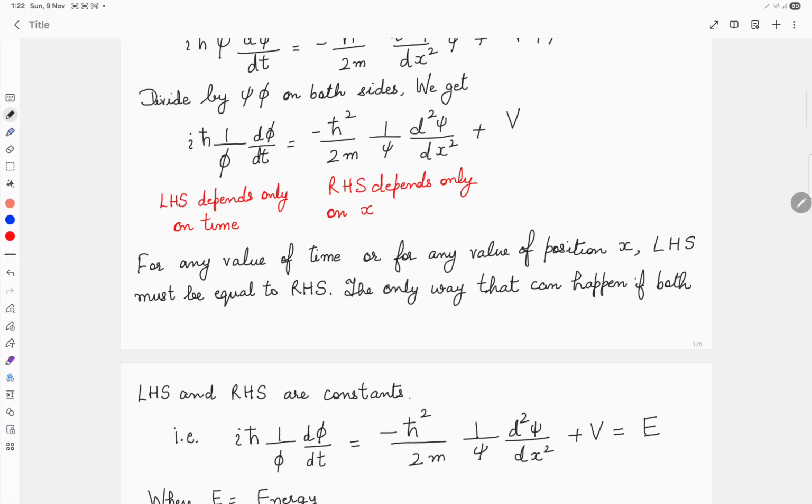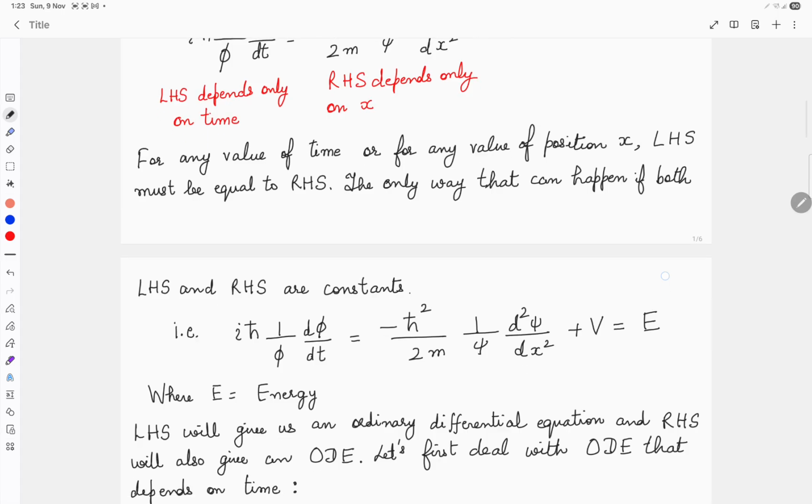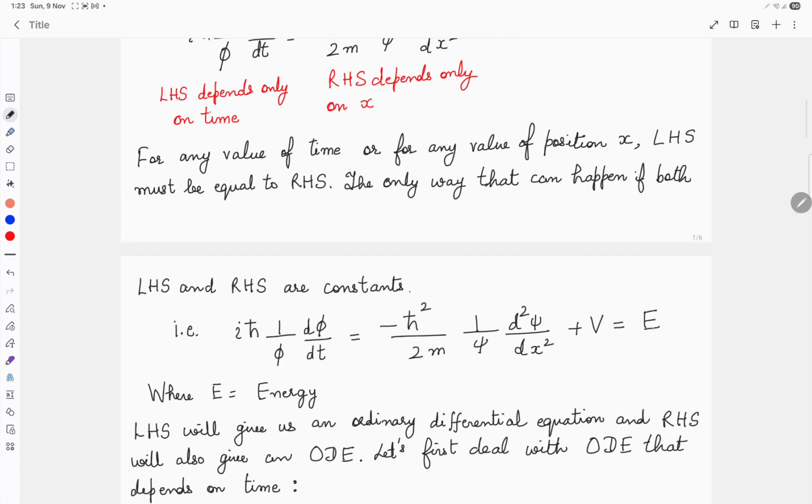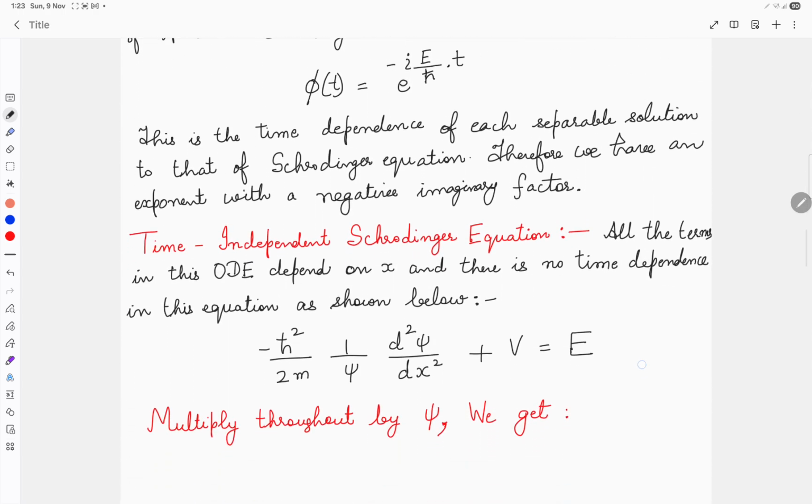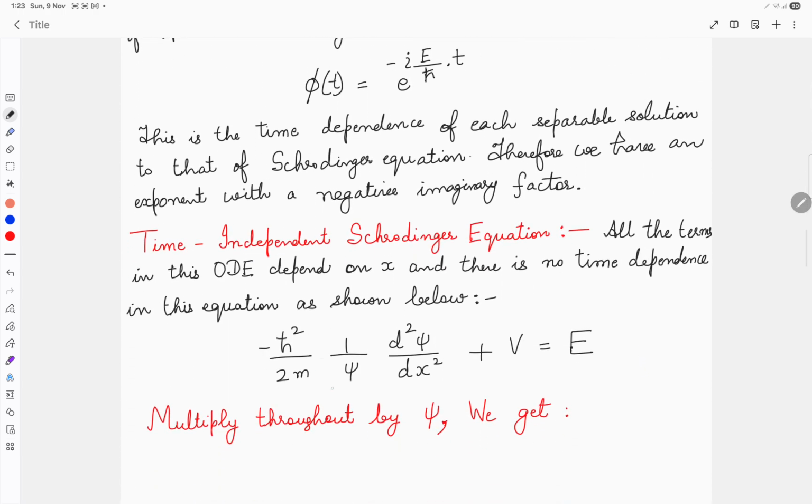What is that? Let us consider this right hand side, and as I said, this right hand side will be equal to some constant capital E. So let us consider the second case, in which we equate the right hand side of the Schrodinger's equation to some constant capital E, which is basically the energy. This is another ordinary differential equation, but this ODE depends only on x.